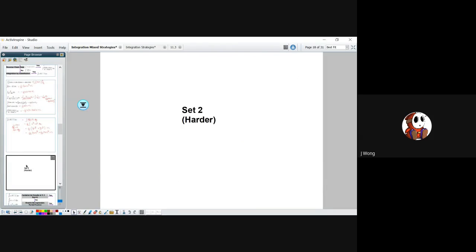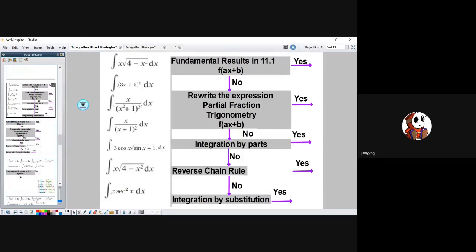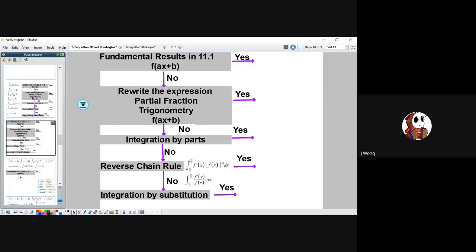So then I'll have a set 2 for you, and I would like you guys to also pause the video here to have a go and decide which technique to use for different integrals. So I'll give you a couple of seconds and I will get started, and feel free to pause it here. Right, so let's get started.